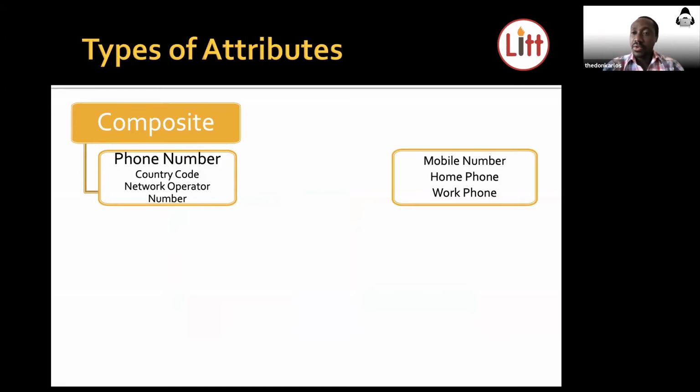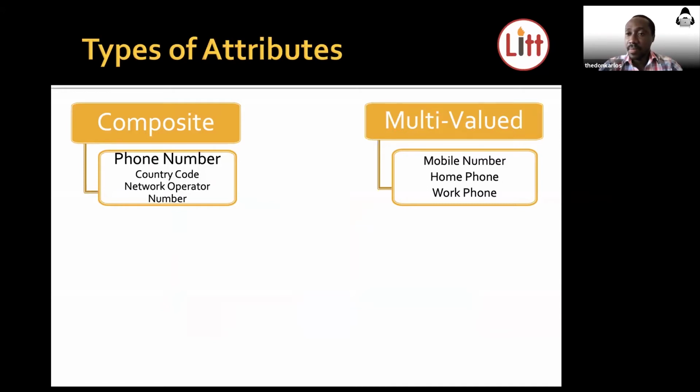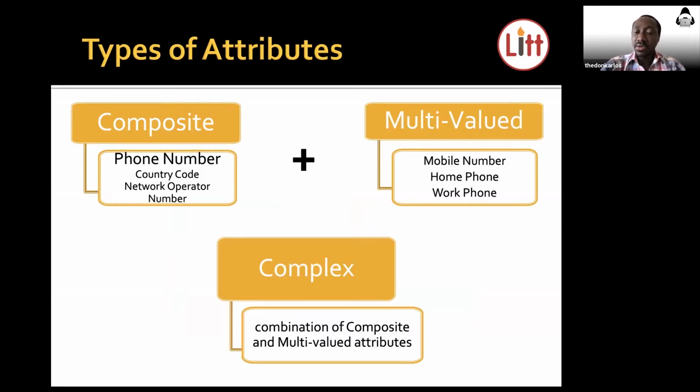Now this same phone number, one person could have a mobile number, a home phone, and a work phone, and that makes it multi-valued. A combination of these two is what we call complex attributes. A combination of both the composite attributes and multi-valued are called complex attributes.